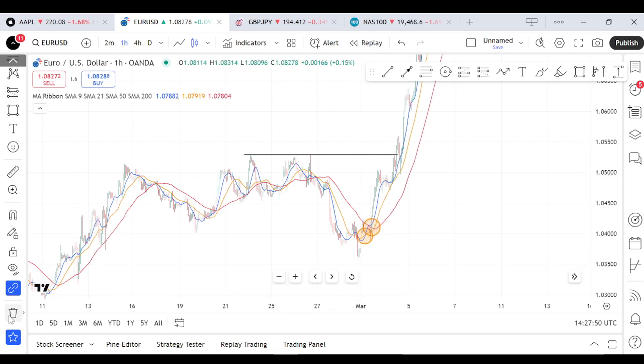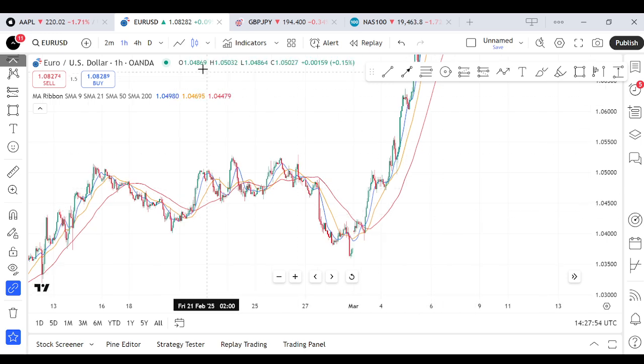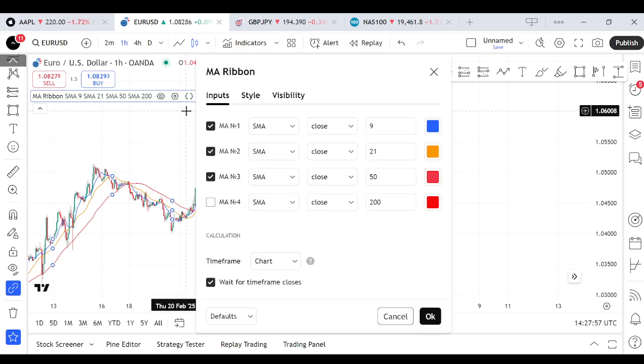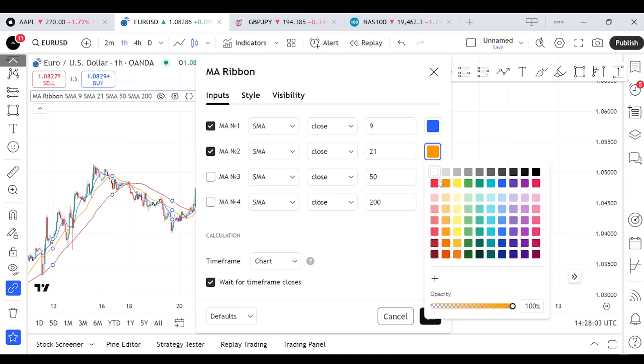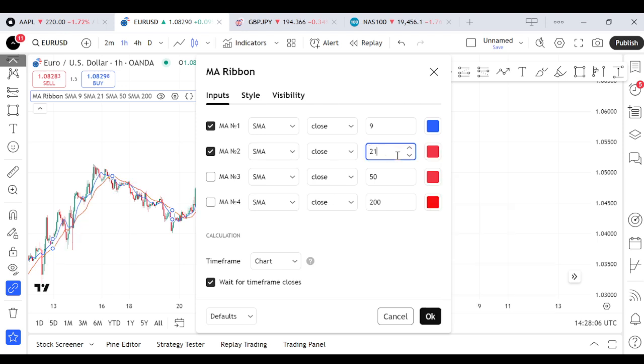So I'm just gonna delete drawings, and here I'm gonna add the 200-day EMA and the 50-day EMA. So just gonna use these two, the 200-day and the 50-day EMA. So we're talking about the EMA bounce strategy. These are the settings: the 50 period EMA and the 200 period EMA.